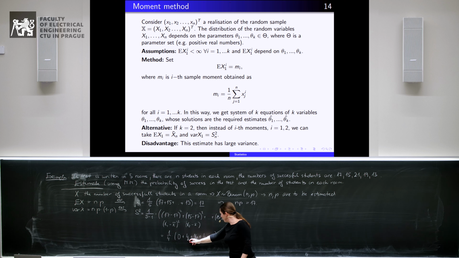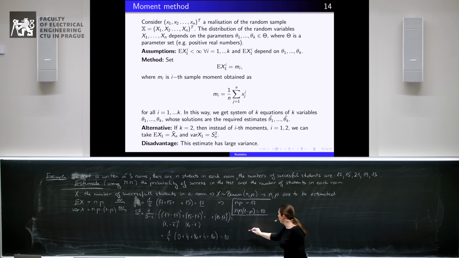So it is 20 plus 20, it is 40, 1/4 times 40 is equal to 10. So it means that the second equation we will solve is n times p times 1 minus p is equal to 10. And that's it. We have two equations with two variables, and we solve this system.